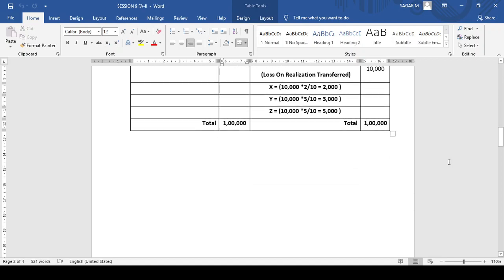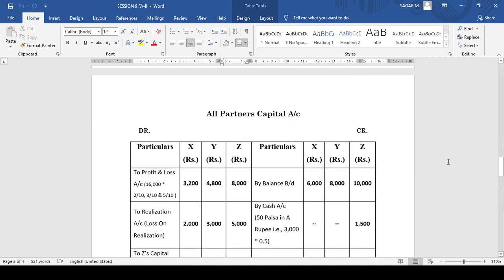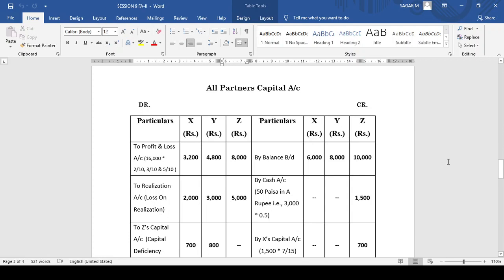After this, prepare all partners' capital accounts. In the previous problem, they clearly mentioned who has become insolvent. Based on that, we used to prepare the insolvent account followed by the solvent partners' capital account. But in this problem, nothing is stated. What can be recovered from their private estate is given. So I'll show you how to prepare this account.